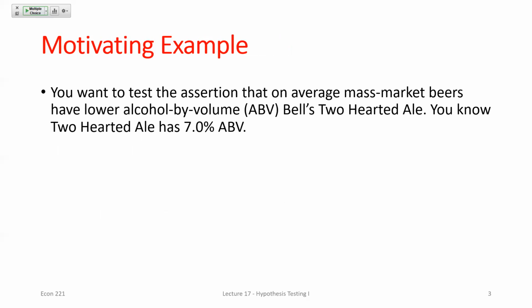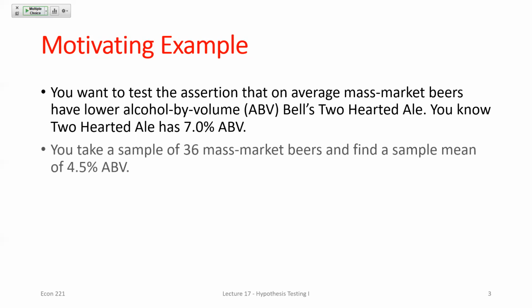So I had this example where I want to test whether the average mass market beer, your traditional Miller, Budweiser, and so on, has a lower ABV than Bell's Two Hearted, which has 7%. I take a sample of 36 different mass market beers and find their sample mean ABV was 4.5. So it's quite a bit different than what I assumed. I was going to test whether they had a lower ABV than 7%.